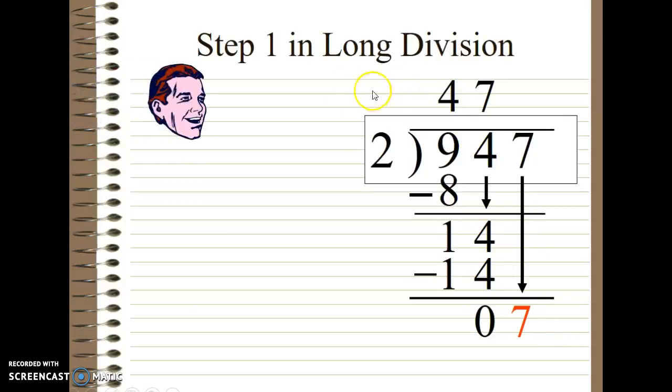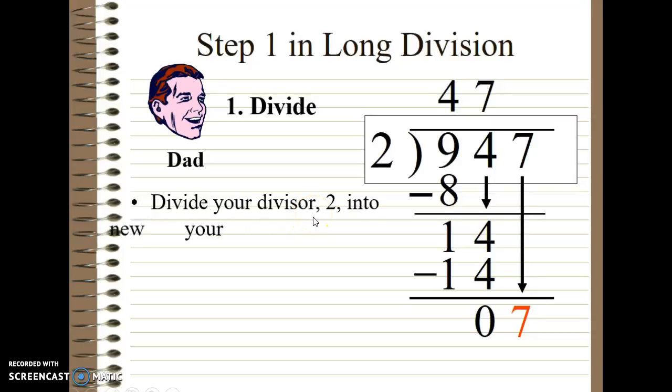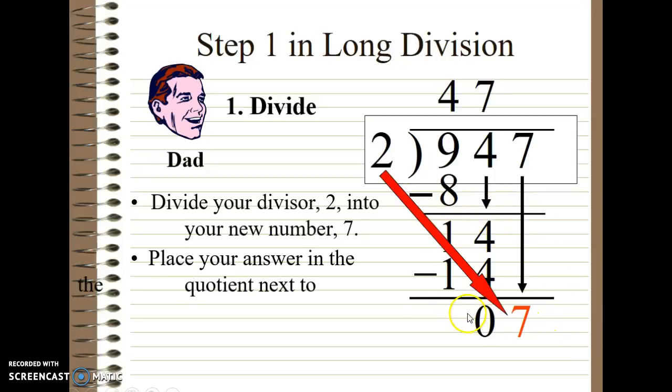I divide. How many times can 2 go into 7? I again create that tally box and I skip count by 2 until I get close to 7, but not over 7. 2, 4, 6, then I stop. So 2 can be divided into 7 3 times. So I take that 3. Where did I get the 3 from? That's my tally marks. And I place that 3 on top of the 7 because I just divided into the 7. That 3 goes up there, and I'm ready for step 2.